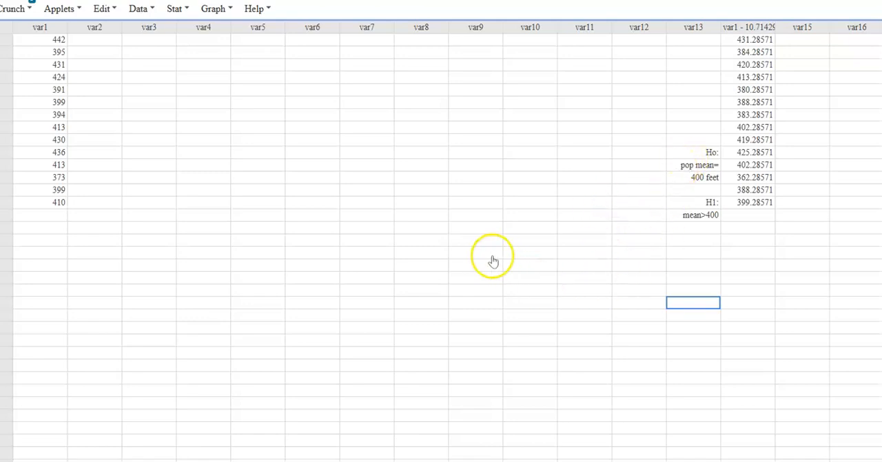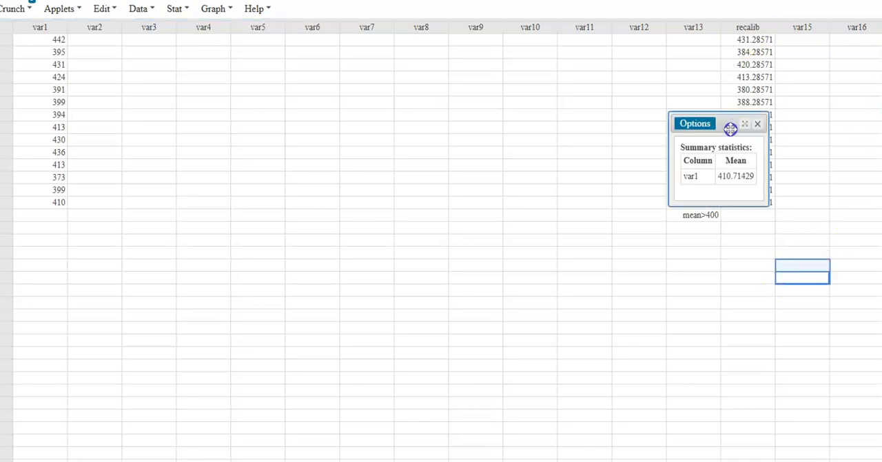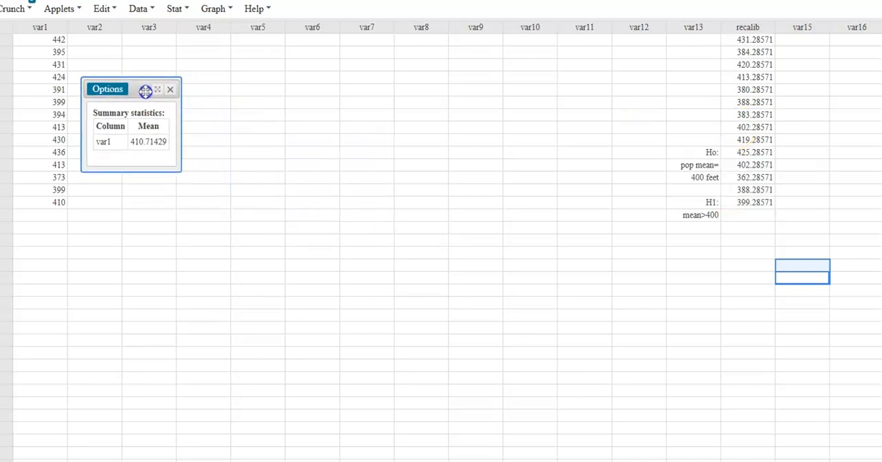Okay, so I'm going to pick up where we left off. We recalibrated our data, so this is our recalibrated data. And again, when we did the summary statistics, this was the mean of our original data.